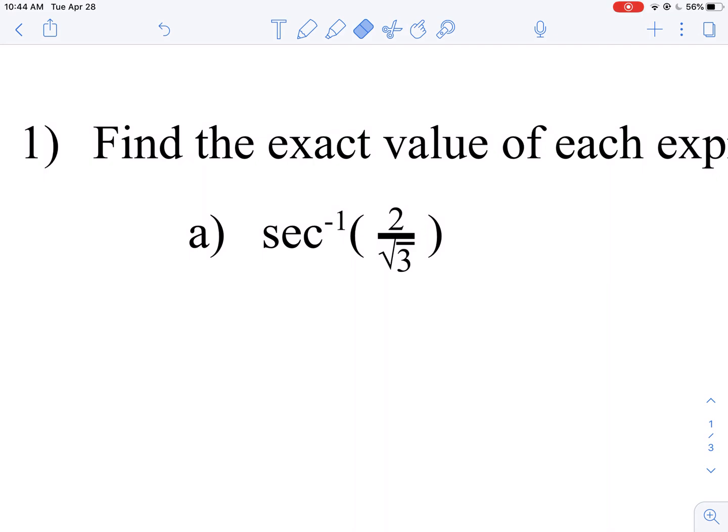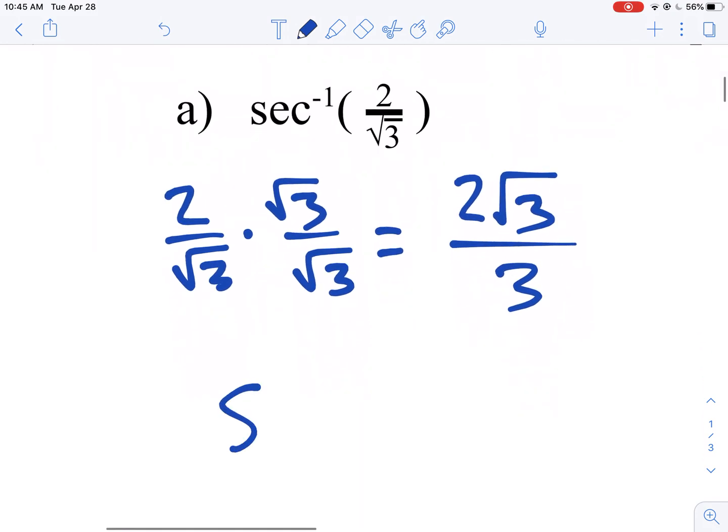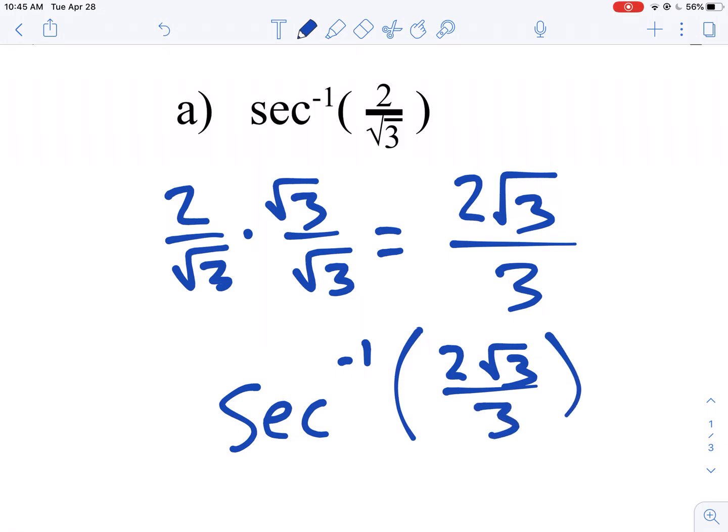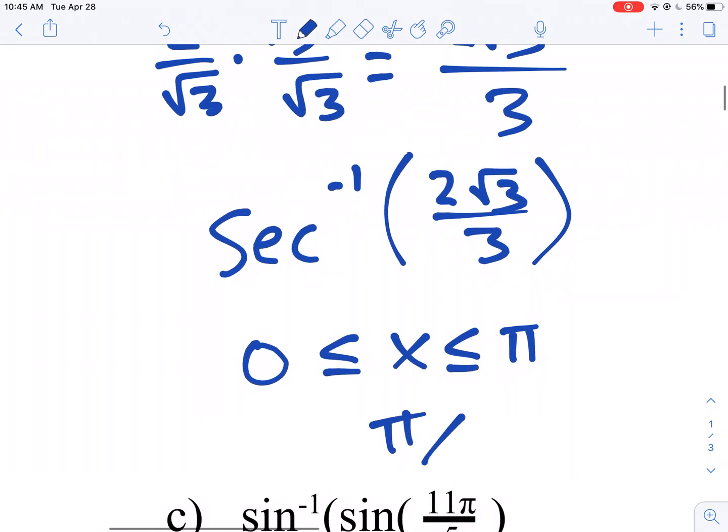Secant inverse of 2 over square root of 3. Here, I don't know what this looks like. I actually am going to rationalize this, so I want to figure out 2 over square root 3. I'm going to multiply by the square root of 3 over the square root of 3, and I'm going to end up with 2 times the square root of 3 over 3. So now I'm talking about the secant inverse of whichever one has a secant value of 2 root 3 over 3. Well, the angle that has this secant value between 0 and pi is pi over 6. So my answer here is pi over 6.